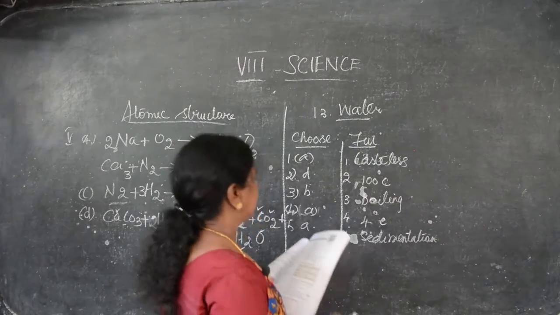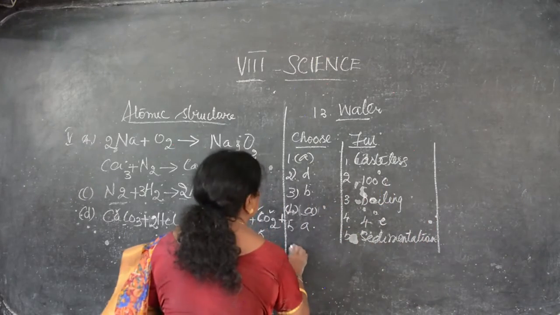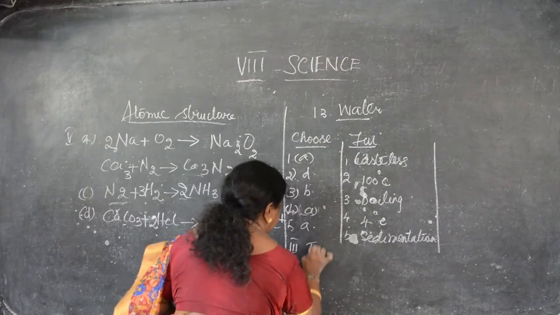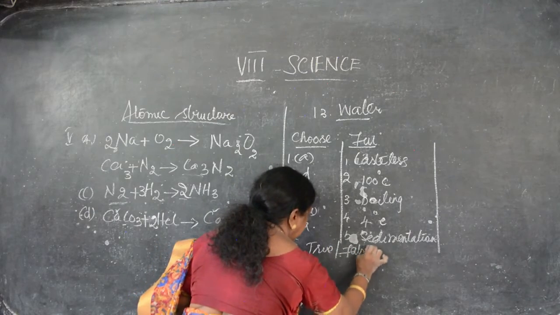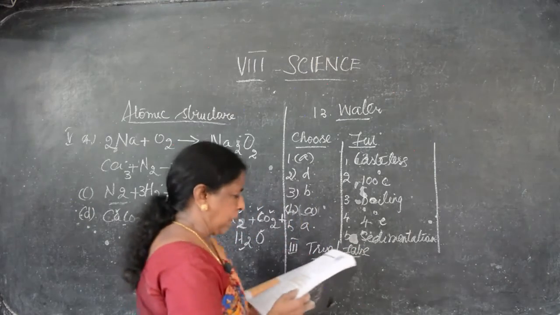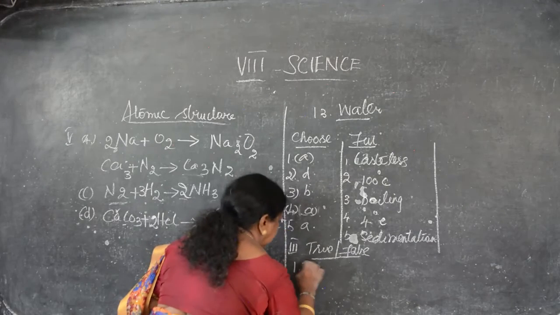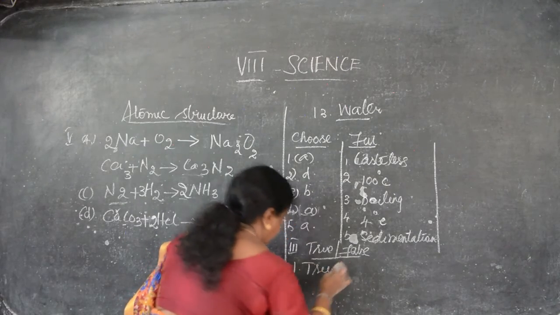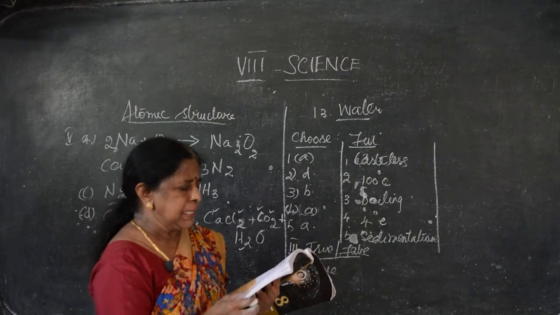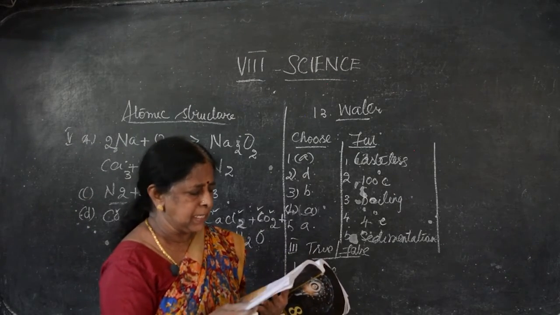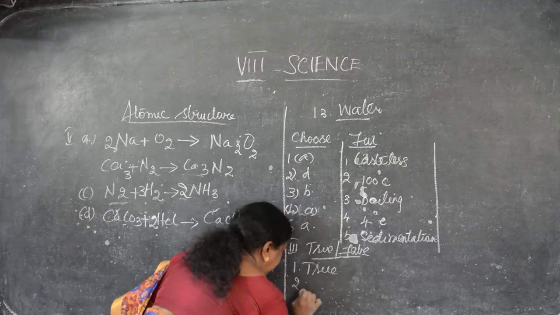Then true or false. Third one, I'll write here because I said different method you have to write. True or false. First one is true. First one is what I said. True. Second one, sea water is suitable for irrigation as it contains dissolved water. So the answer is false.